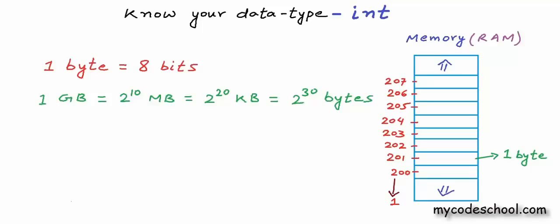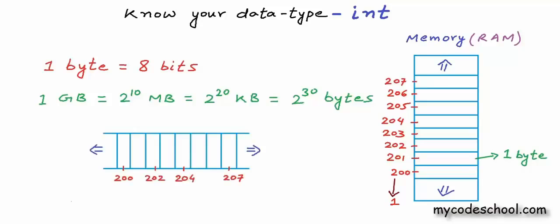Please note that what I've drawn here is only a logical representation of memory. In this figure, address is increasing from bottom to top. We could also draw the memory something like this, where address is increasing from left to right. This left to right representation is often better to explain some of the concepts. Okay, now coming back towards our original question.